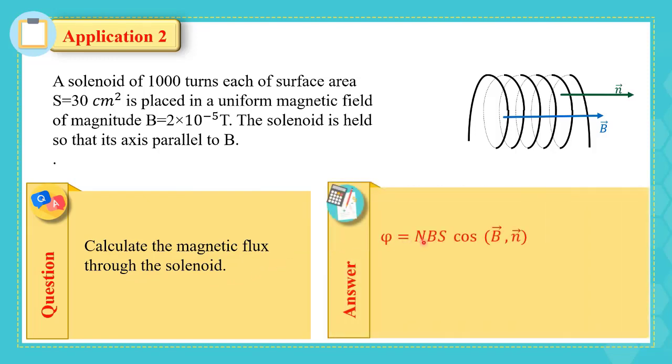The magnetic flux is equal to N B S cosine the angle between B and n. The number of turns is 1000. The magnitude of the magnetic field is equal to 2 times 10 to the power minus 5 Tesla, and the surface of this solenoid is equal to 30 times 10 to the power minus 4 meters squared times 1, since the angle between the normal and the magnetic field vector is 0 degree. The answer will be 6 times 10 to the power minus 5 Weber.